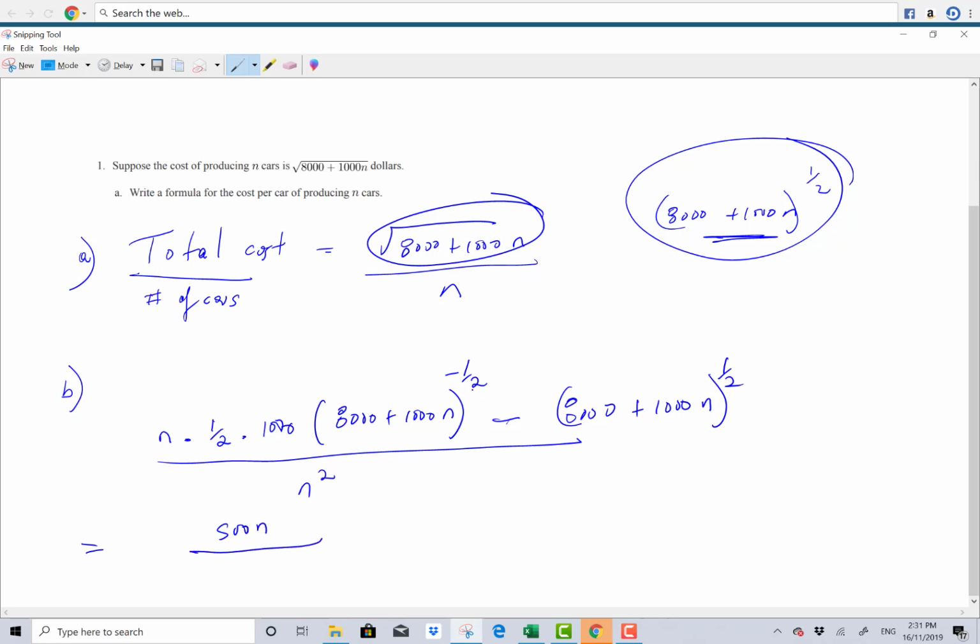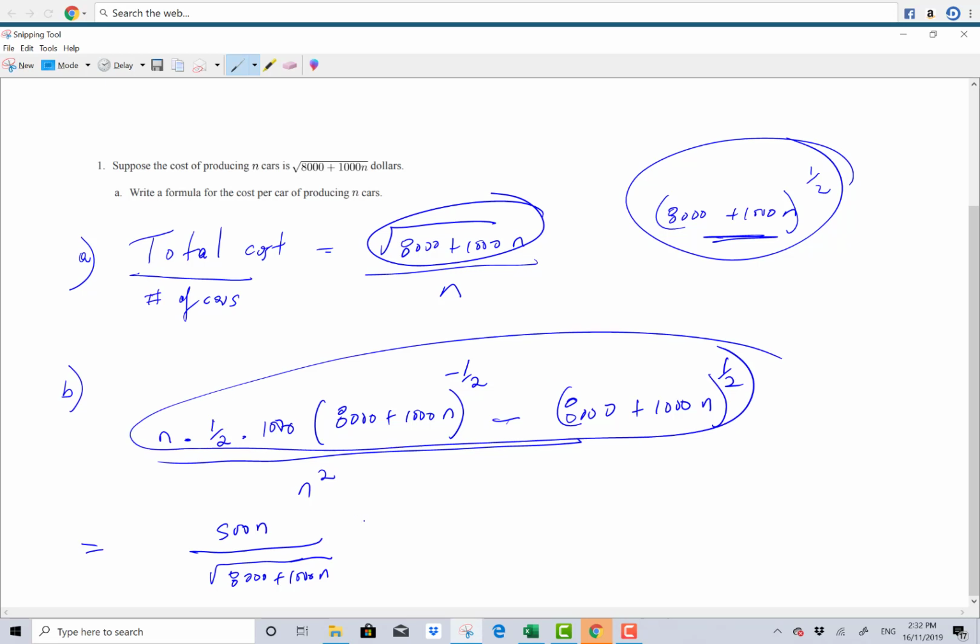Since this is a negative power, I'm going to bring it down, so this is going to be the square root of 8,000 plus 1,000 n, because I write it back in square root form and bring it down. So now I'm working on the top part of this. Minus the square root of 8,000 plus 1,000 n.